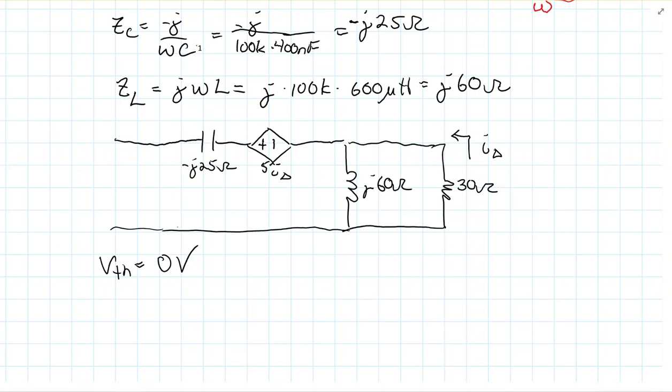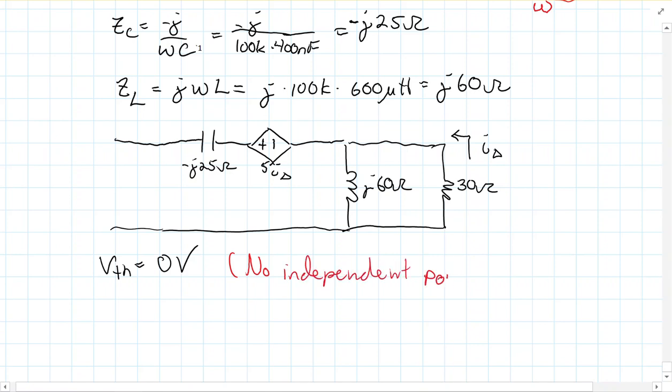And that's because we have, let me put it in parentheses again, I've said it many times, no independent power supplies. Because remember, this is a dependent power supply, so it depends on the fact that there's got to be a current here. Well, there's nothing that's creating any kind of current or voltage in this circuit, so the dependent power would be 0, so voltage is going to be 0.